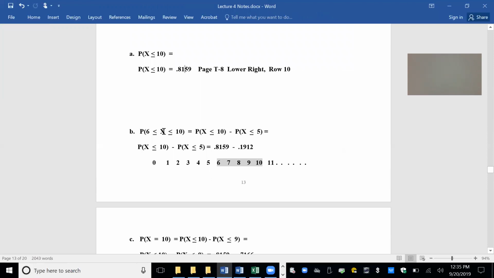Between 6 and 10. Ooh, that's a range. Works just like the binomial. I take 10 or less, put it in the hat. I want 6 through 10. Take out of the hat 0 through 5. What's left in the hat? 6, 7, 8, 9, 10.